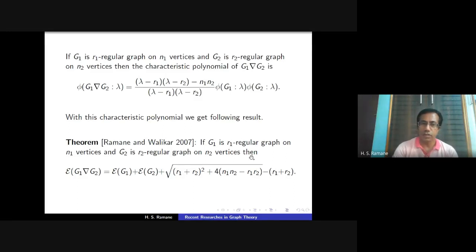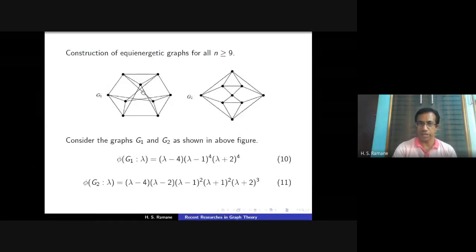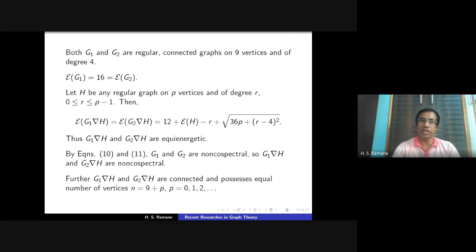From this, we constructed a pair of graphs which are not cospectral but have the same energy, for given n starting from 9. For that, we have considered these two graphs, G1 and G2. They are not cospectral. Looking at the polynomial, we can observe they do not have the same set of eigenvalues, but the energy is the same, that is 16. Then consider any other graph H with P points and regularity R. Then join it: G1 join with H and G2 join with H. Then their energy is 12 plus energy of H minus R plus this quantity.